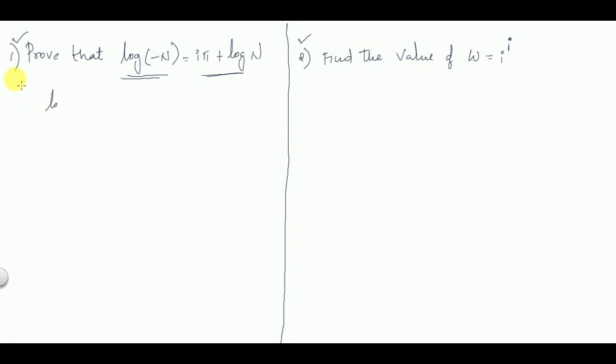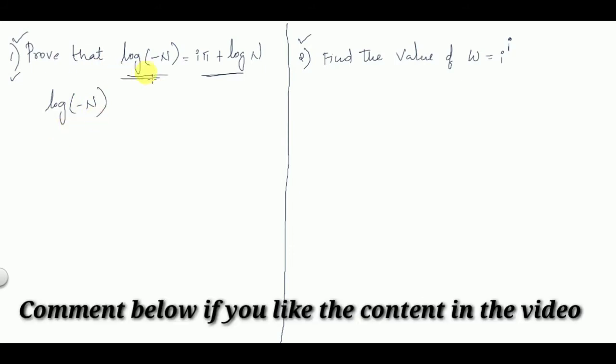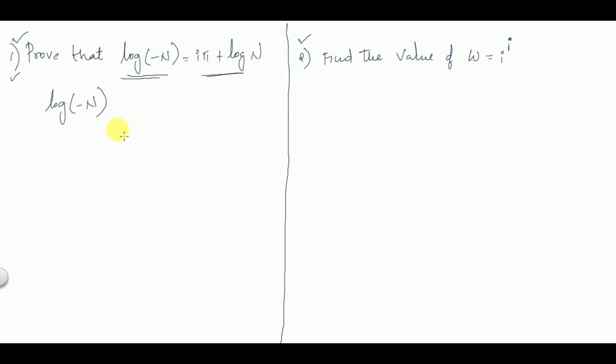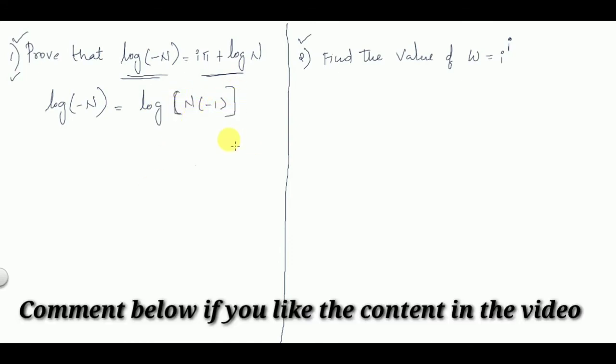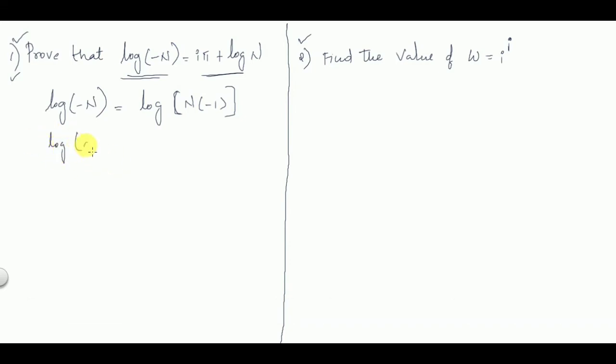In this problem, he has given log of minus n. So we have to prove that log of minus n is equal to i pi plus log n. Log of minus n can be written as log of n into minus 1, since n into minus 1 is minus n again. So this is of the form log of ab, which is log a plus log b. So this can be written as log n plus log of minus 1.